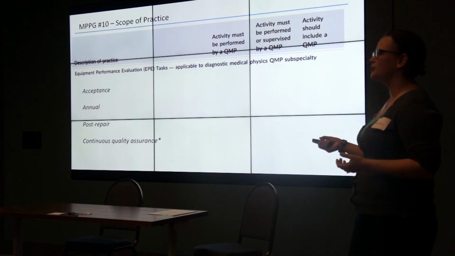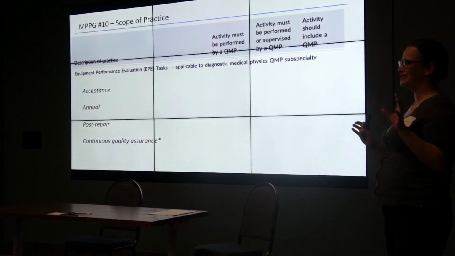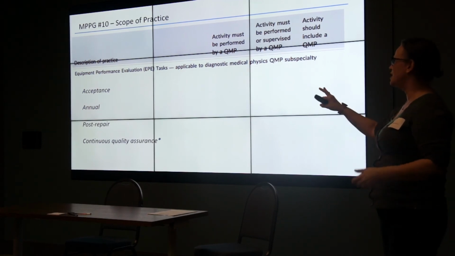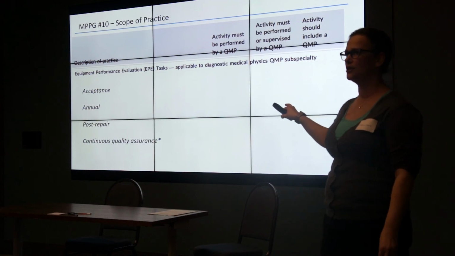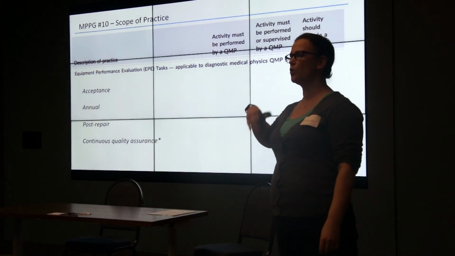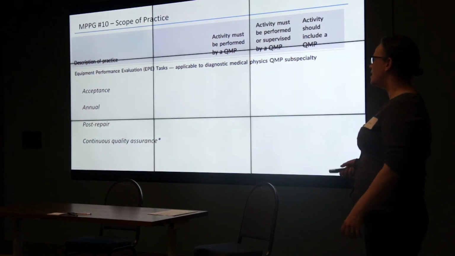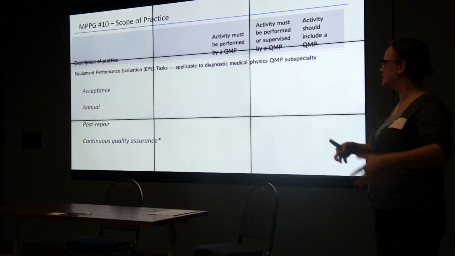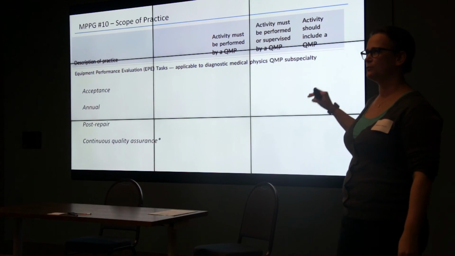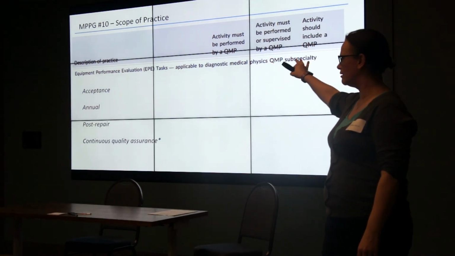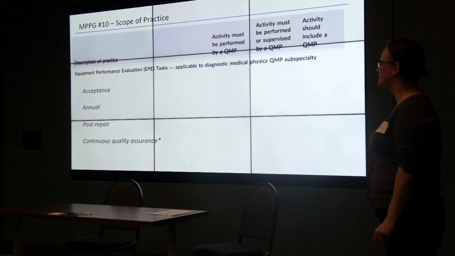So we said, okay, well, we're going to break this down even further, just to complicate things more. We're going to talk about acceptance testing, annual testing, post-repair, and then continuous quality assurance. Continuous quality assurance is things like maybe the morning daily QA that's typically done by a technologist. We're going to talk about these four different things because what's most appropriate for who's doing the testing may vary based on which of these things it falls into.